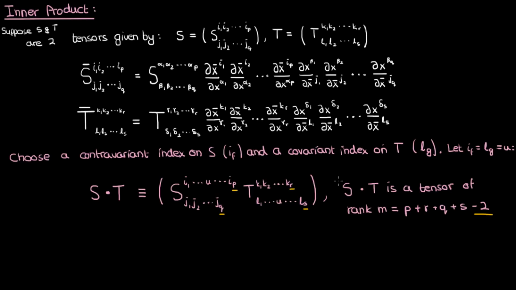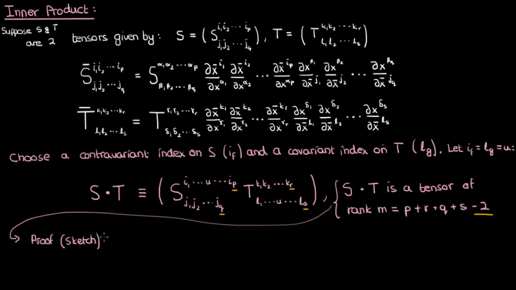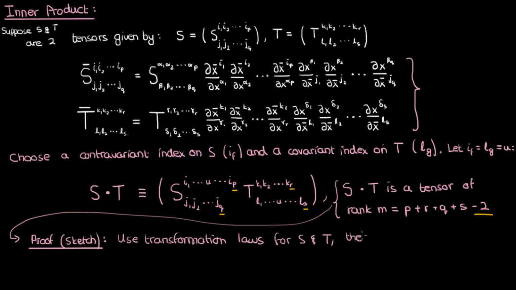So this is why the total rank of an inner product tensor is P plus R plus Q plus S minus 2. I won't actually prove this fact because the proof is quite tedious, but it follows the same framework as the proof for contraction. Use the transformation laws for S and T, then apply the definition of the inner product. The transformation law you get at the end will represent a tensor of rank P plus R plus Q plus S minus 2. Now, although I'm not going to do a rigorous proof of the tensor character of the inner product, I will do an example of the inner product.